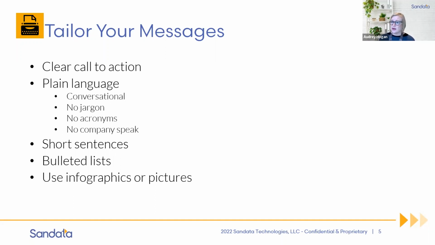Second, you want to use plain language. In business writing, they tend to tell you not to write more formally. But in this case, you want to write conversationally. You want to write in a way that welcomes them, that motivates them, and encourages them into the discussion. You want to not use jargon, not use acronyms, and not use company speak.